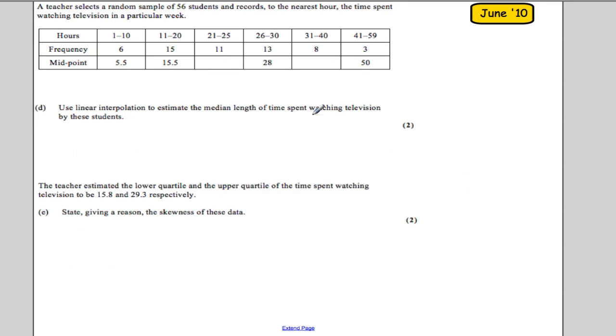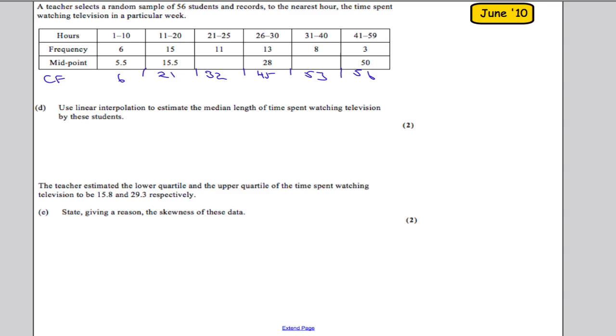Okay, the next part, use linear interpolation to estimate the median length of time spent watching television by students. In order to do this, I need to work out the cumulative frequencies, which I'll write here. Cumulative frequencies, so we start with 6. 6 and 15 is 21, 32, 45, 53, 56. So that's our cumulative frequencies done.